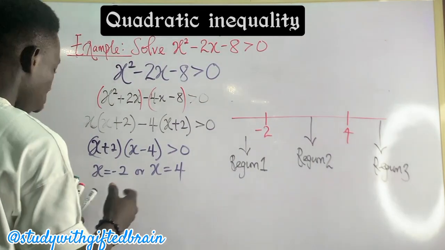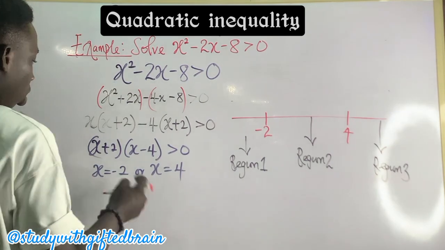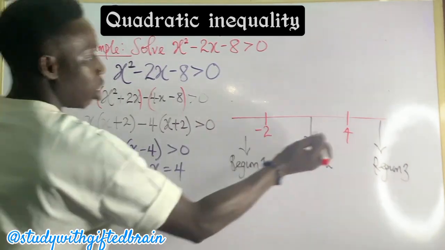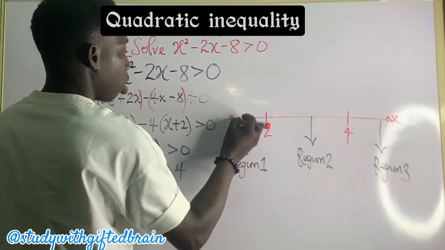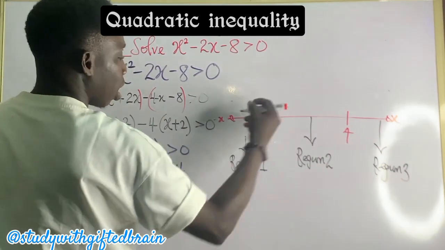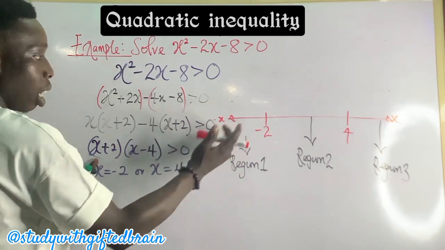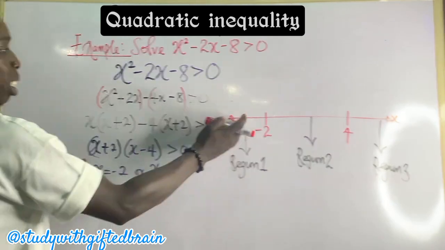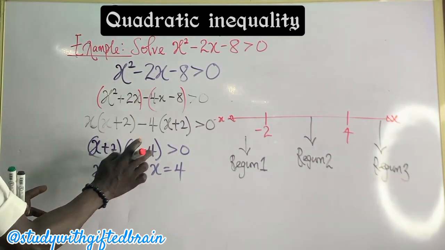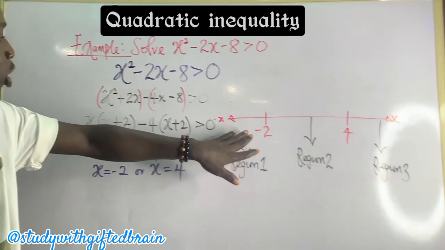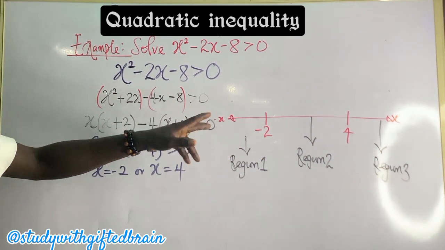Now, what we are going to be doing is putting any possible value in each region into this expression. This is the negative x axis, and that's the positive x axis. If the value in a region gives a result greater than 0, that means it is acceptable for this quadratic inequality. Let's pick any number from the first region, like minus 3 or minus 4.